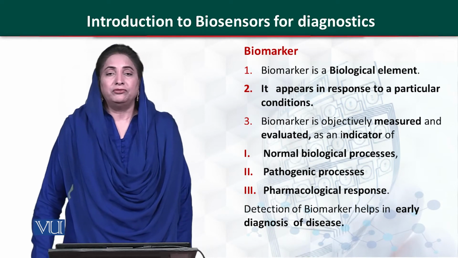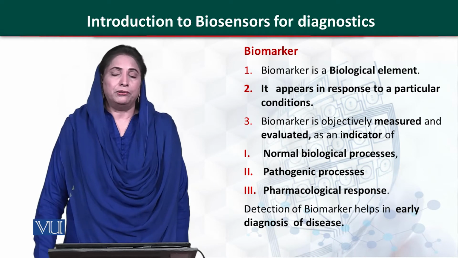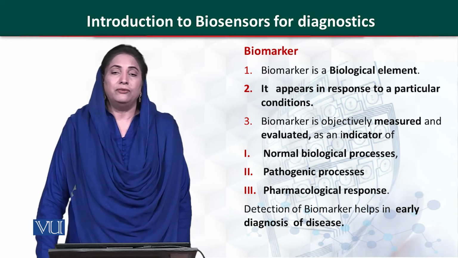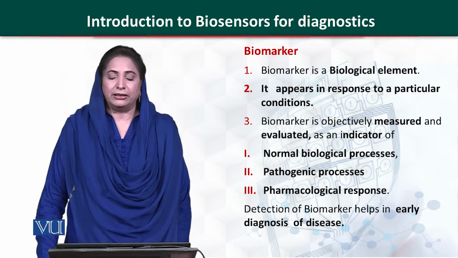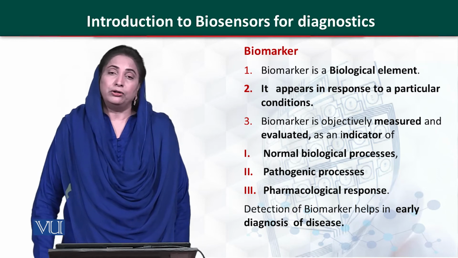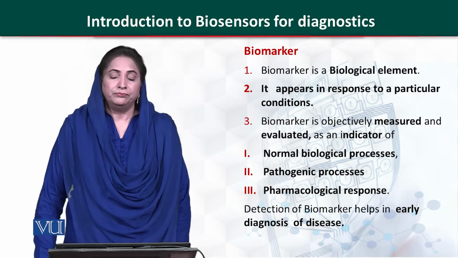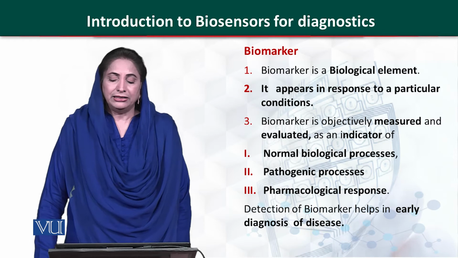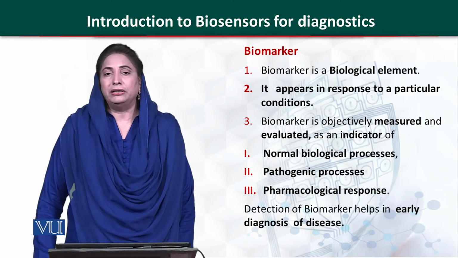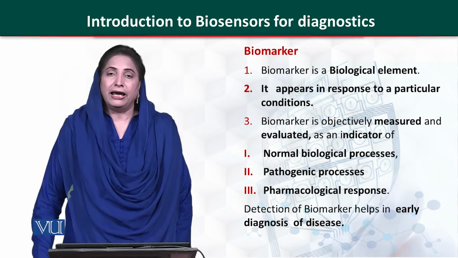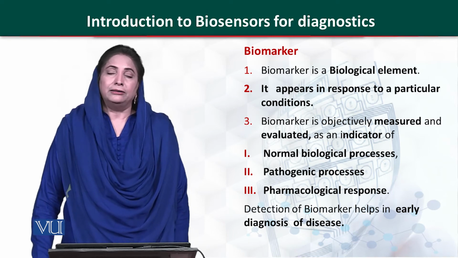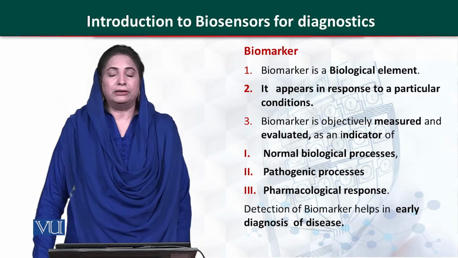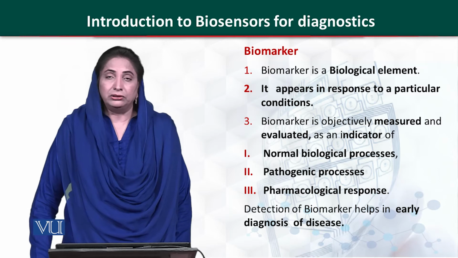In this module, we will only discuss the type of analyte or the nature of analyte. In a diagnostic biosensor, what do we do? We basically determine the biomarker. What is a biomarker? A biomarker is a biological element, and this biological element appears in particular conditions. This element could be determined and evaluated. It is produced in response to a normal biological process or a pathogenic process or a pharmacological process.